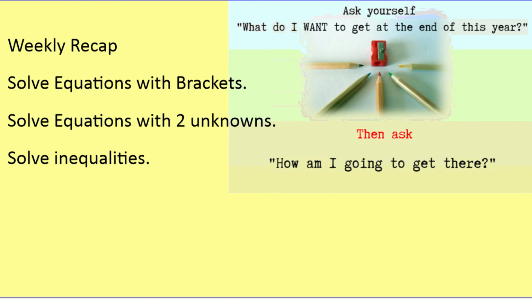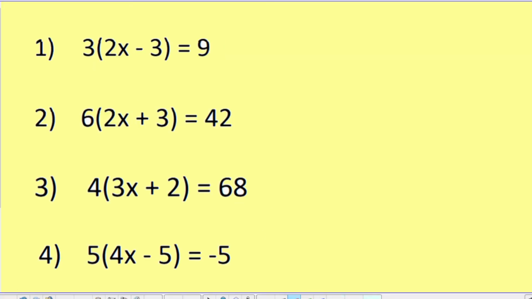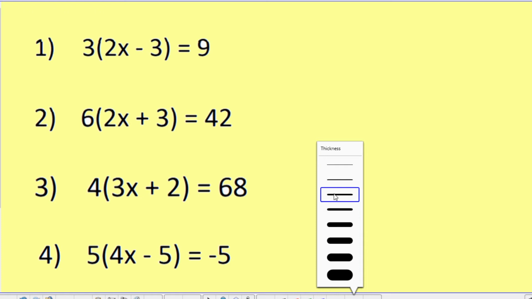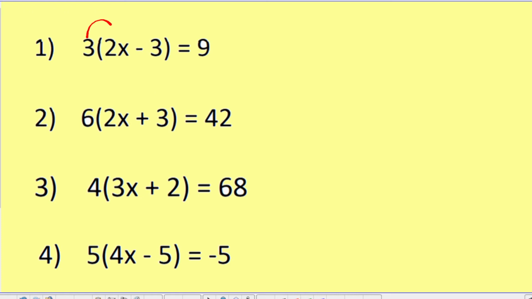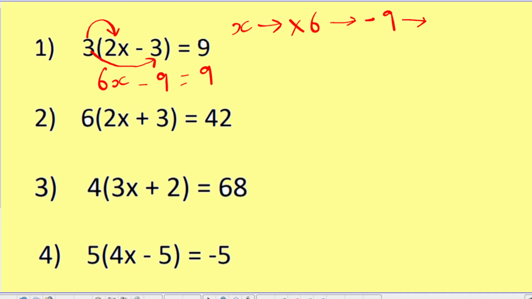Okay, so let's start. We're going to be expanding a bracket then solving it. So we've got 3 times 2x, which is going to give us 6x, and we've got 3 times minus 3, which is minus 9, and that is going to equal 9. If you remember in our last equations video, we showed the function machine. So remember, we start with x. The first thing we do with x is we times it by 6. That's what 6x means. Then we take away 9, and that gives us 9.